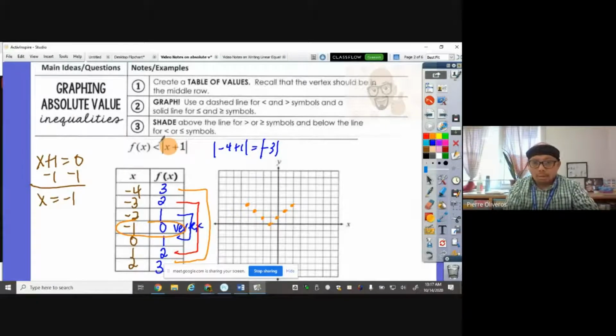But hold on, before we connect the points, look at this one here. It's less than. According to the rule, if it's less than, it will be a dashed or dotted line. So I'm going to connect them with a dotted line, with arrowheads.